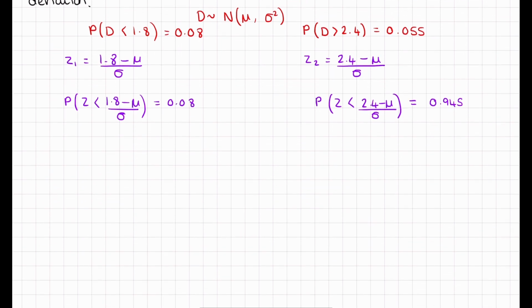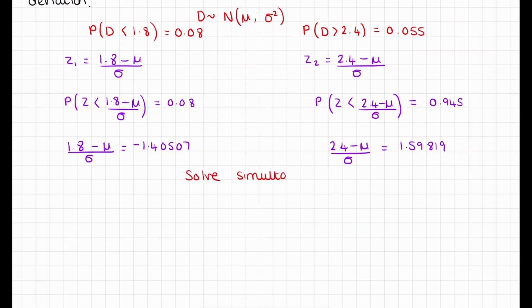From there, we can do the inverse normal for each of these. And we find out that 1.8 minus the mean over the standard deviation will equal negative 1.40507. And then for this side, the 2.4 minus the mean over the standard deviation equals 1.59819. Once we've got that, we have two equations, two unknown variables, so we will solve simultaneously. However you like to do that, just use your calculator is what I would recommend. And you do that and you find that the mean is 2.08 and the standard deviation is 0.200.